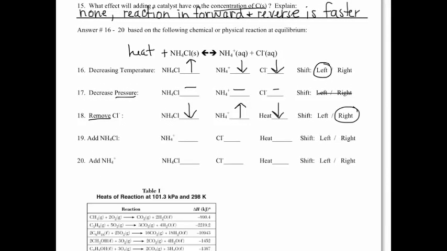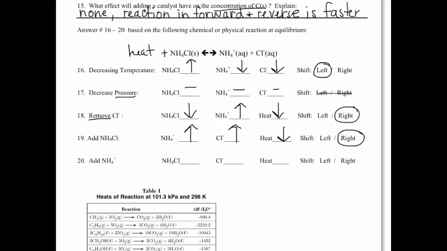Number 19, adding NH4Cl. That means increasing the concentration of NH4Cl. On the same side, the opposite thing's going to happen, and heat's on the same side as the NH4Cl. So that's going to decrease, and on the opposite side of the reaction arrow, those things are going to increase. So our shift, the things that increase, are on the right.